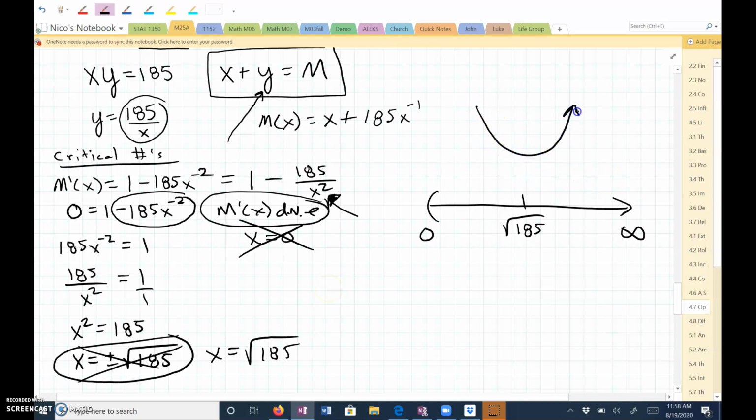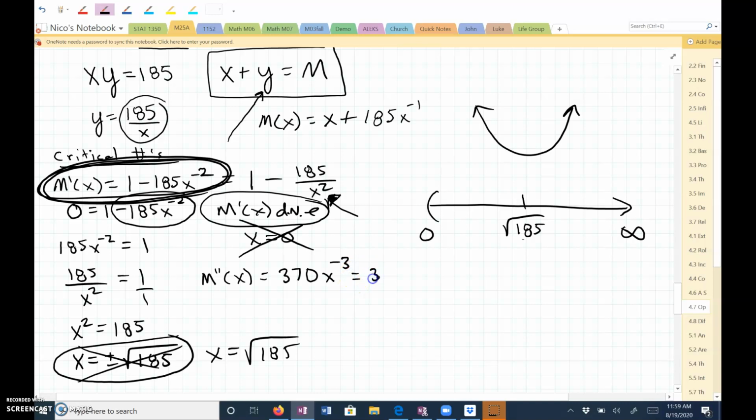Easiest way to do this is the second derivative test to show concavity. If this is concave up, then this would have to be a minimum at x equals the square root of 185. So let's find the second derivative. The derivative of 1 is 0. The derivative of negative 185 x to the negative second would be positive 370 x to the negative third, or 370 over x cubed.